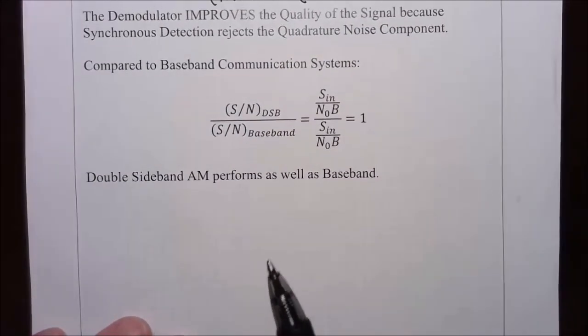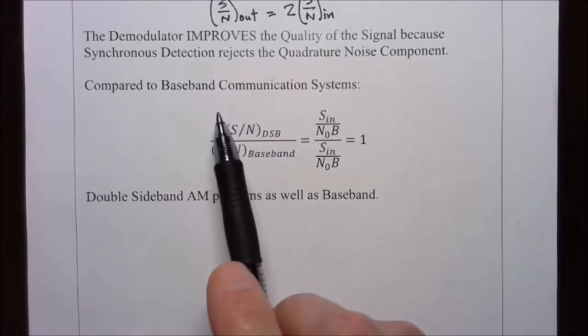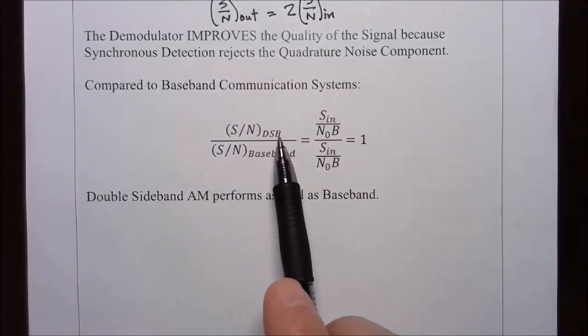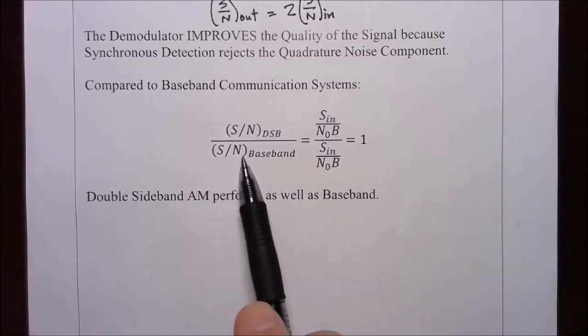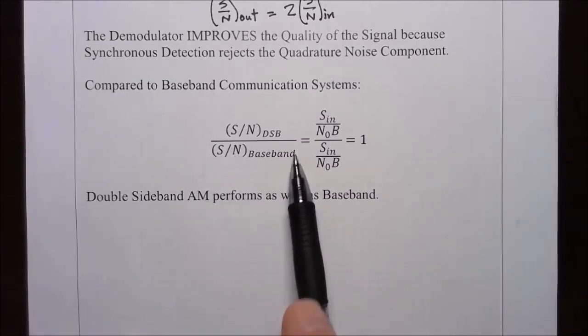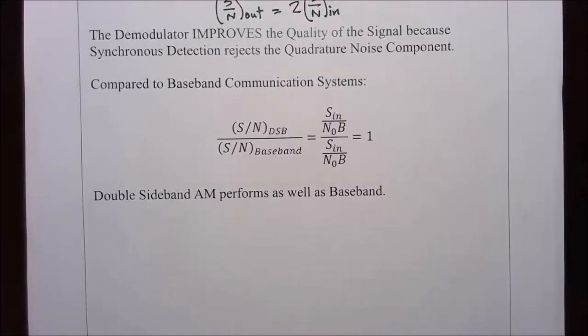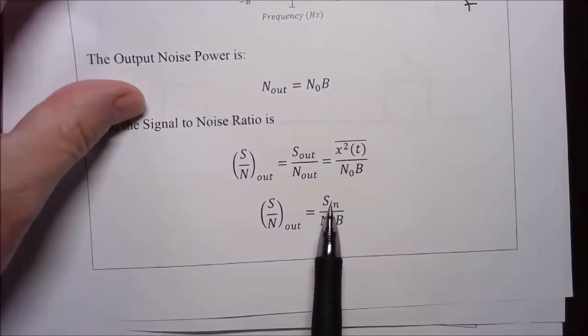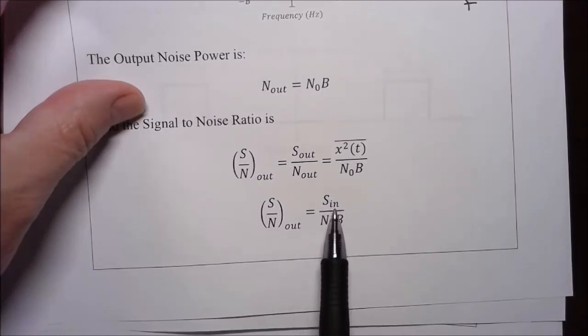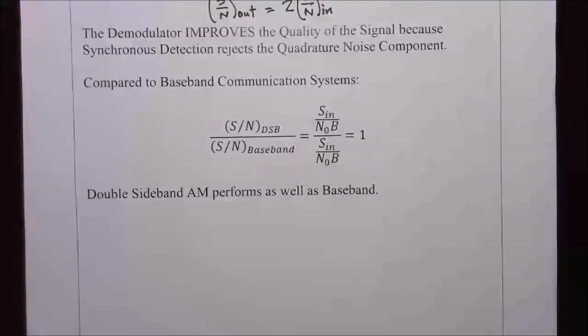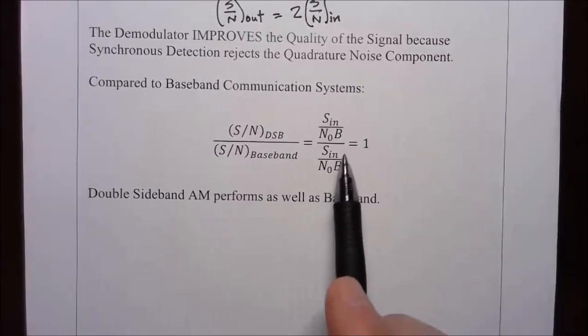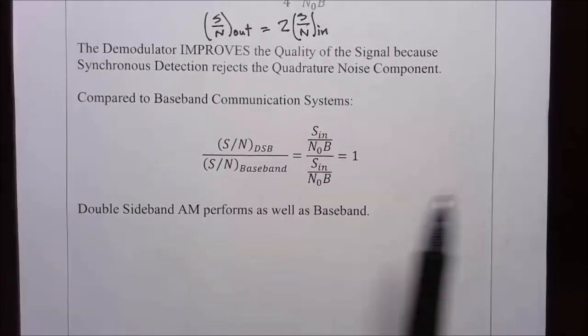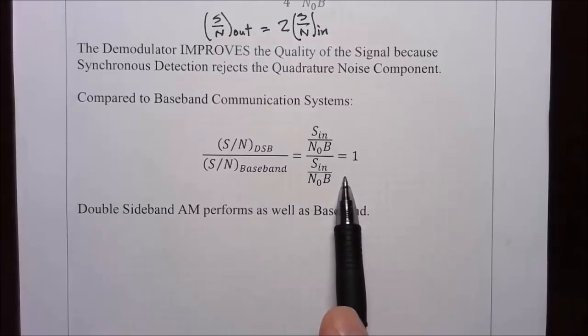Now, to make another comparison, though, we want to compare the signal-to-noise ratio with the double sideband to the signal-to-noise ratio for the baseband system, where we had no modulation at all, which we worked out in a previous study. The signal-to-noise ratio for the baseband signal is signal power divided by N naught B, and this is expressed here, and you can see that they are exactly the same.